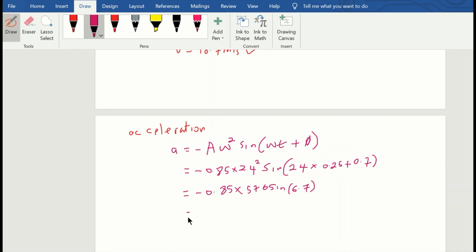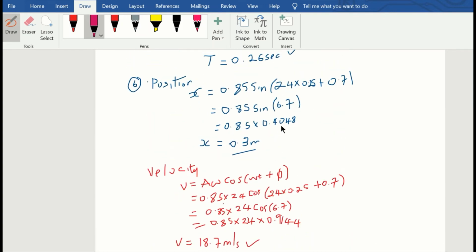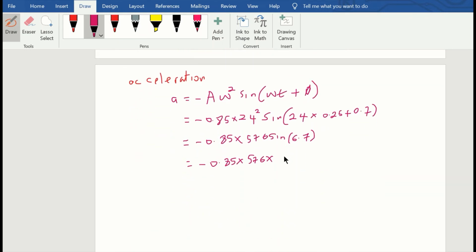So therefore we can see negative 0.85 times 576 times sine 6.7. If you recall, sine 6.7 is 0.4048. So the acceleration for this motion is negative 0.85 times 576 times 0.4048, which gives us negative 108.2 meters per second squared. So here is our final answer to the question.